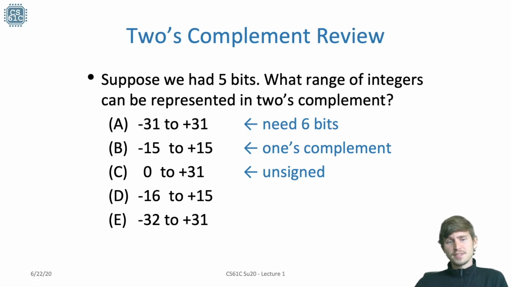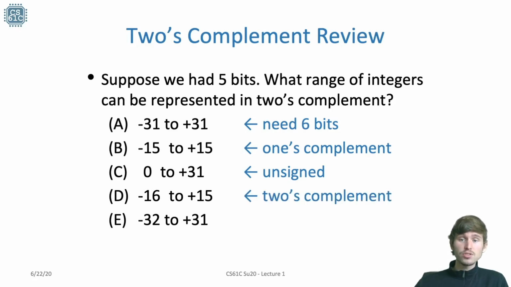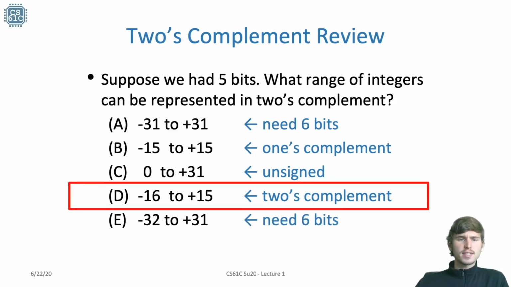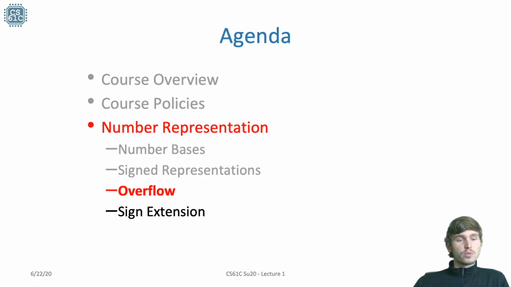How about negative 16 to positive 15? Well, we could use 5 bits to represent that, and actually we could use 2's complement to represent that. How about negative 32 to positive 31? Similar to A, we'd need 6 bits, which means the correct answer in this case was D. Give yourself a pat on the back if you got that correct. For the next lecture video, we will talk about how we deal with overflow in computers.